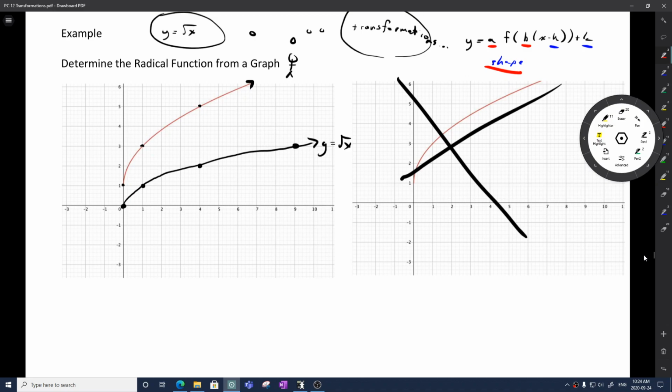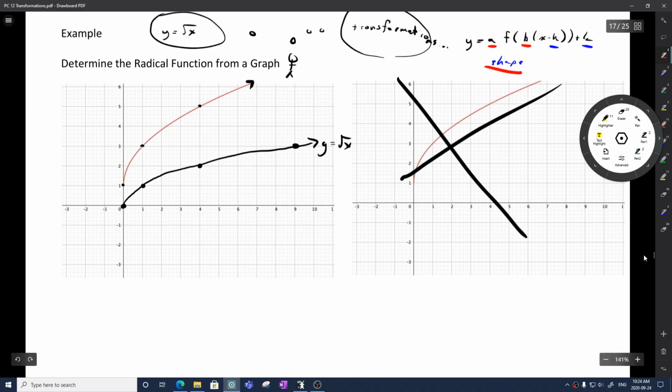But it does seem like we stretched this. Sorry, I should say it does appear like we stretched it. Some people may say, no, we didn't, we compressed it. But anyways, how did this change?